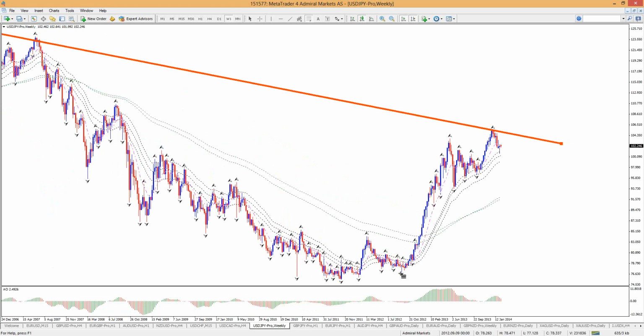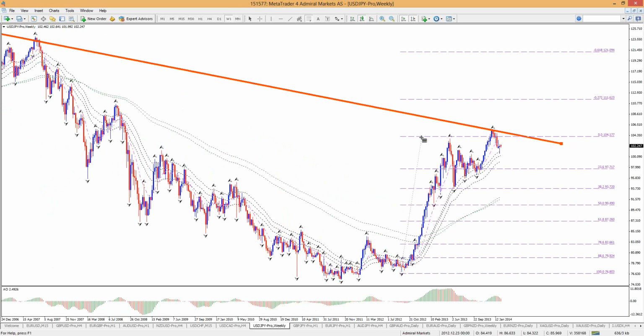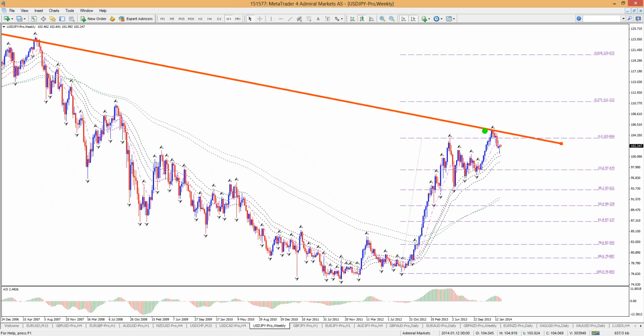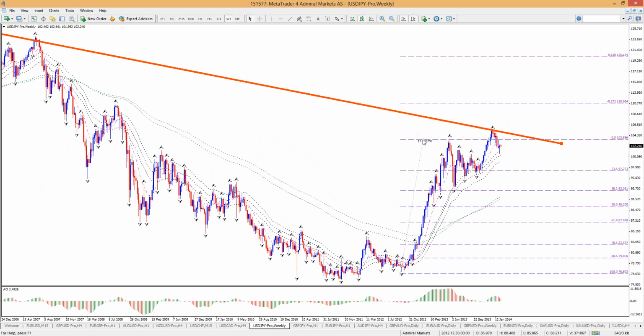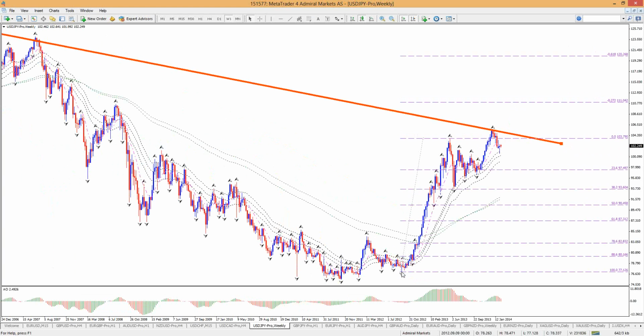If yes, if we are able to break through this orange line and this top at 105-ish, 105.40 I think, there is a potential to go up to the minus 272 target at around 111, sorry. That would be a great potential, great space here. That would be a great trending trade probably.